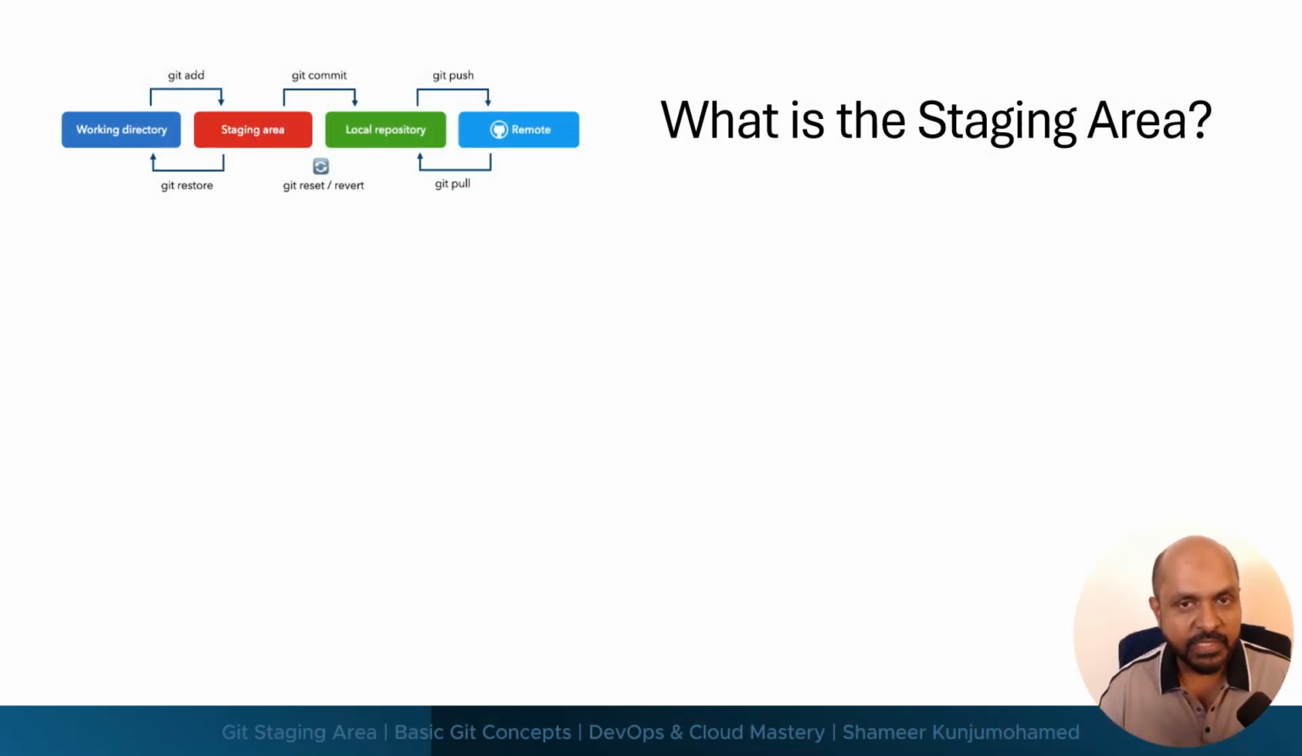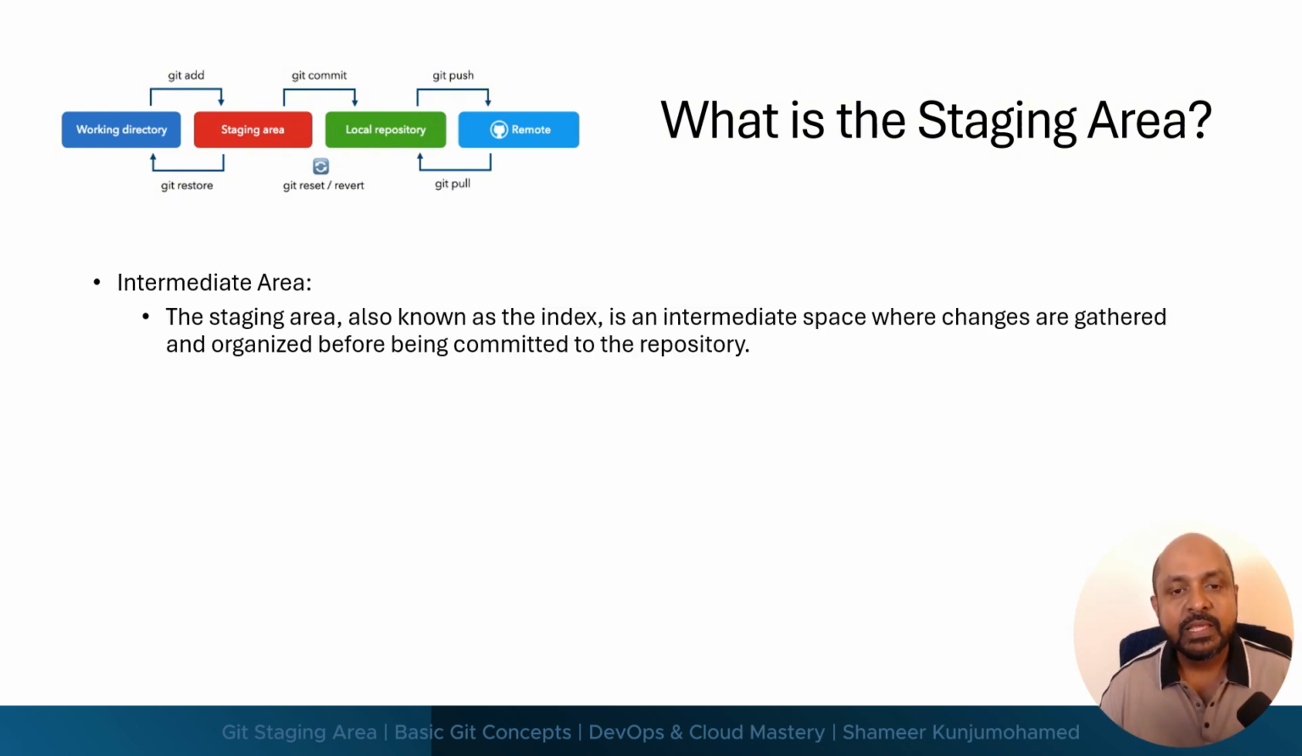So, what is the staging area? The staging area, or index, in Git is a concept that might seem elusive at first, but it's where much of the magic of version control really happens. It serves as an intermediate area, a unique space within the Git environment where changes from the working directory are gathered and meticulously organized before they are committed to the repository.